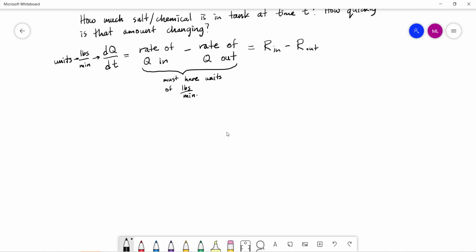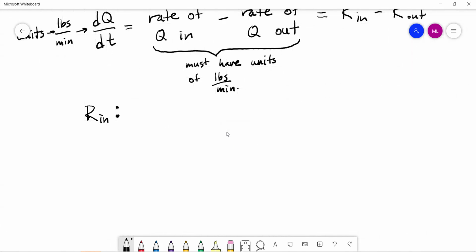And let's think about them individually. So think about R in. How much salt is coming into the tank every minute? Well, we know that it's coming in at a rate R, but R is given in gallons per minute. So we have R gallons per minute of fluid coming in, and we ultimately need pounds per minute. So that means I need to multiply it by something that will give me the correct units. Let's leave a blank spot here. What units do I need to multiply by so that I get units of pounds per minute? Well, right now I already have minute in the denominator, so that matches.